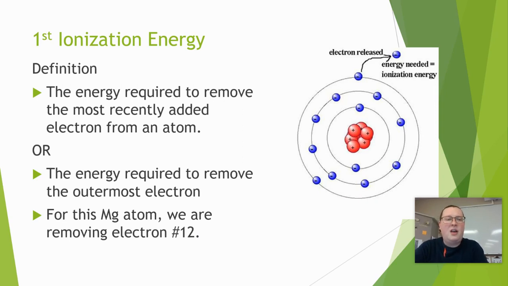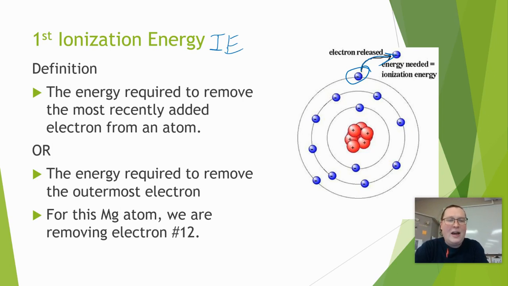Okay, next trend. First, ionization energy. Sometimes we'll abbreviate this as just IE for ionization energy. It is the energy required to remove an electron. We're ionizing it, taking an electron off, removing the most recently added electron from an atom. It's going to take some energy to do that. How much energy is going to depend on the atom. So for this magnesium atom, it's got 12 electrons, and what we're doing is taking this electron and ripping it off. How much energy that takes is the ionization energy.